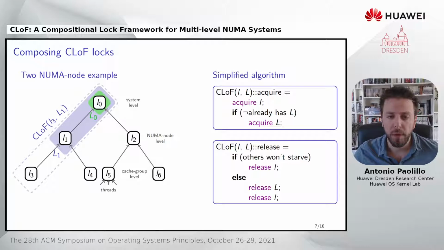If we split the NUMA nodes further into multiple cache groups, then we can define a CLoF lock recursively, for example, L3 with big L1. In this way, we support multi-level hierarchies. Each of these levels can have a different basic lock implementation, and with that, we support heterogeneity.